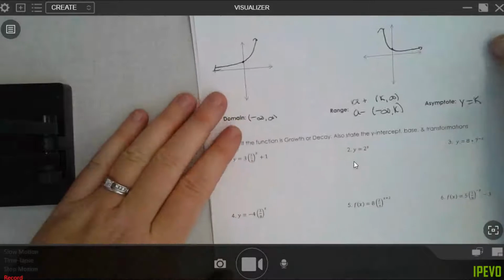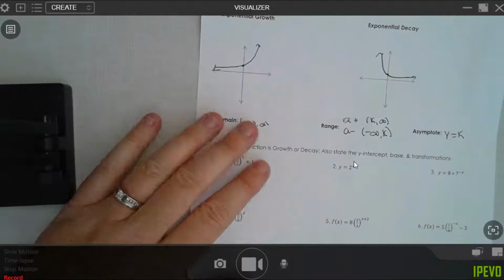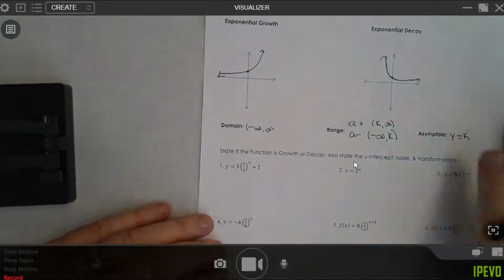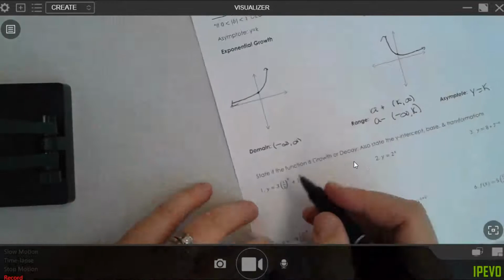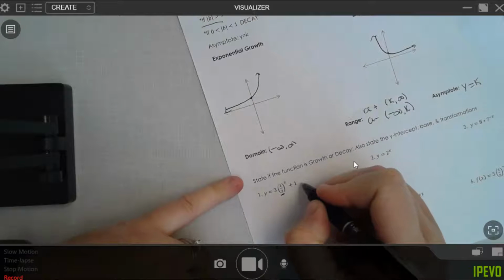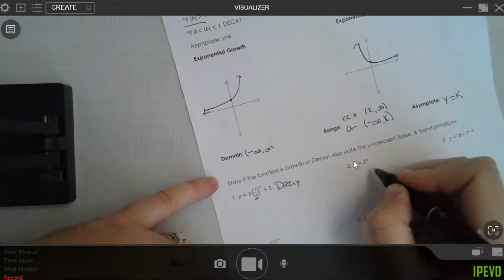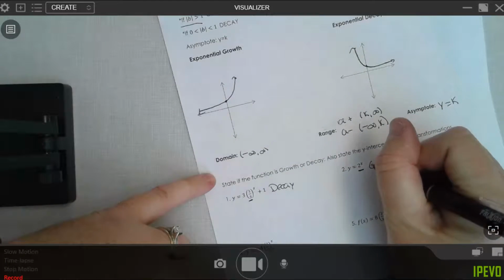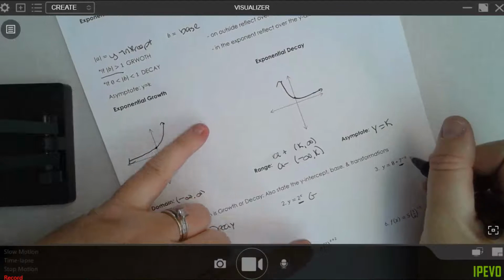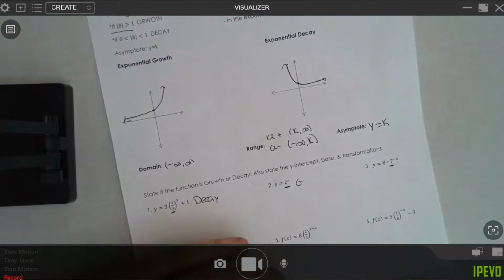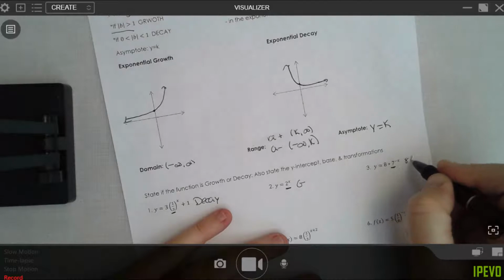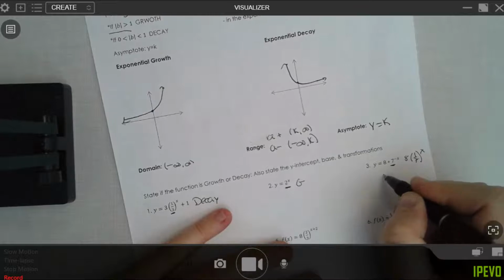So we're going to state whether these are growth or decay functions, and then we'll do the y-intercept, base, and transformations of them. This right here, 1/3, makes this a decay. The 2, because it has the exponent on it, makes this a growth. 7 to a 1 over x, you've got to think about that. It's kind of tricky. So 7 to a negative x would make it 1 over. So this is really 8 times 1/7 to a positive x. So that's a decay.